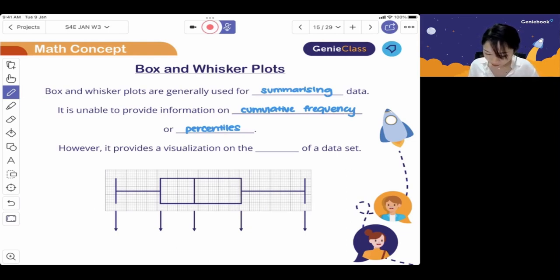However, the good thing about a box and whisker plot is that it provides us a visual representation of the spread of data. I will explain this shortly.